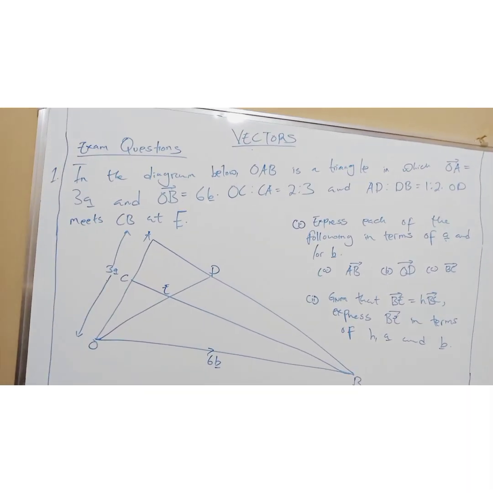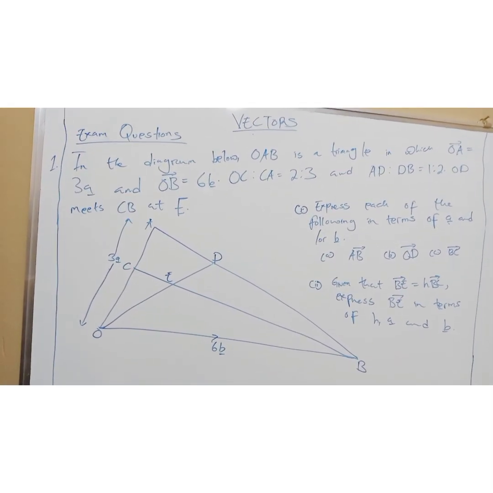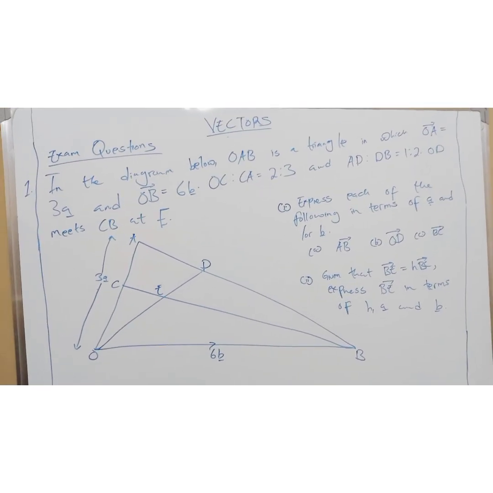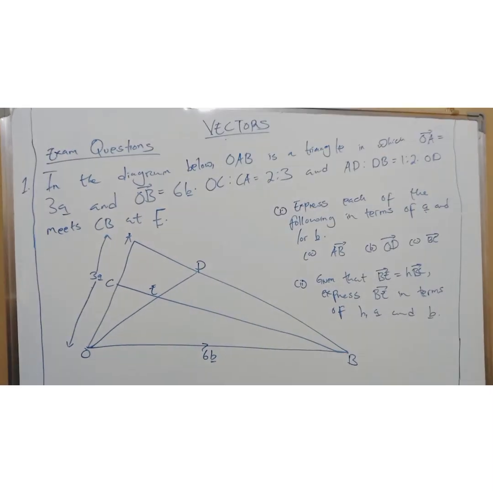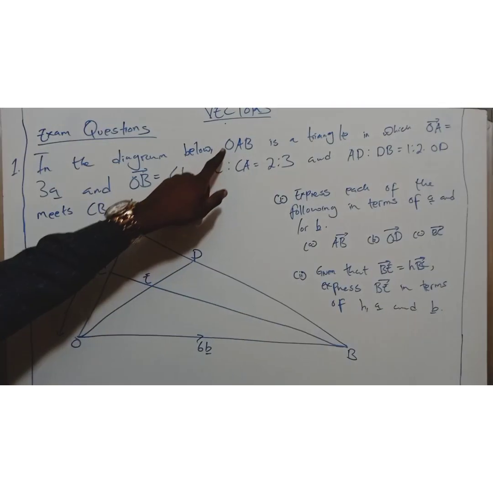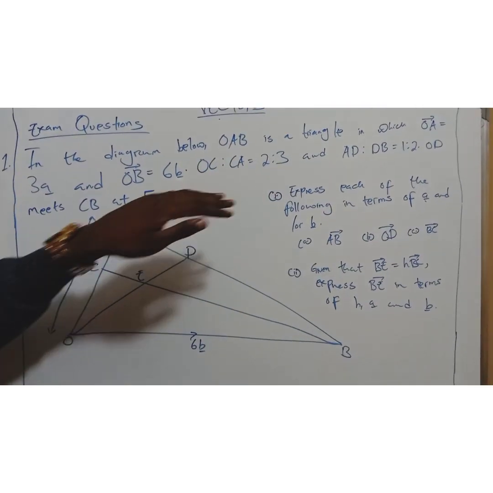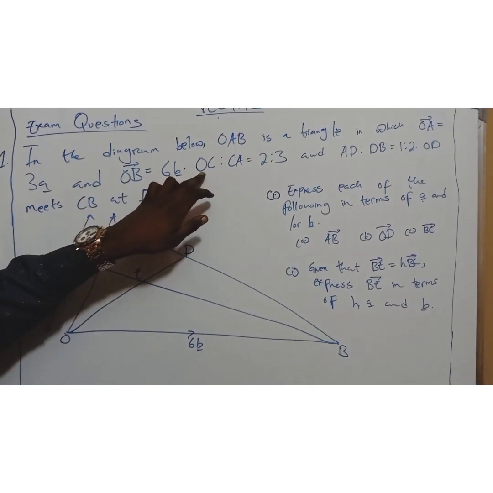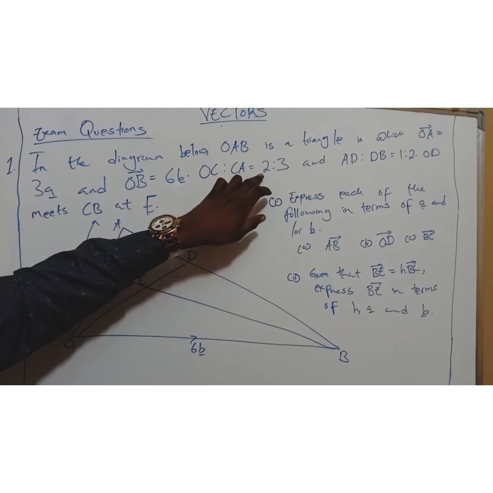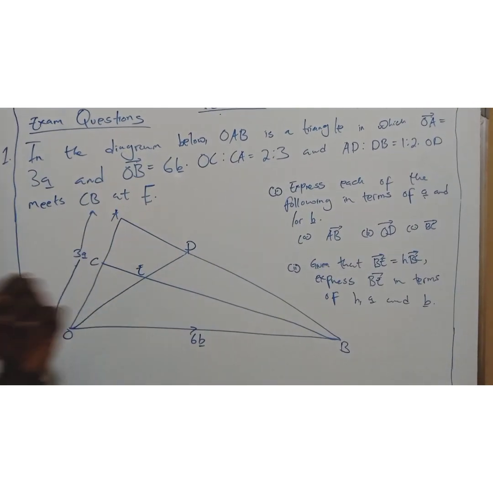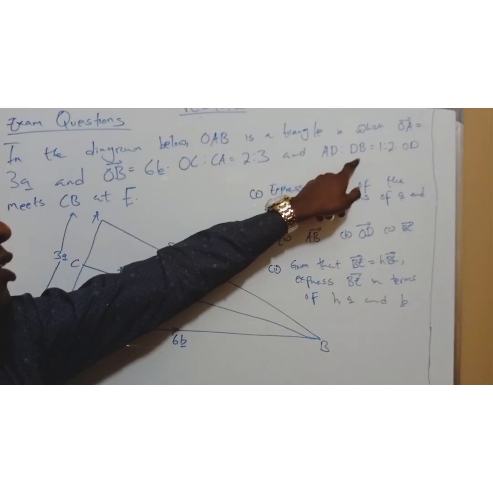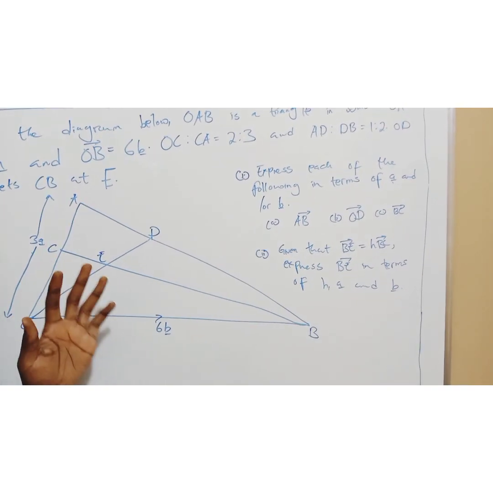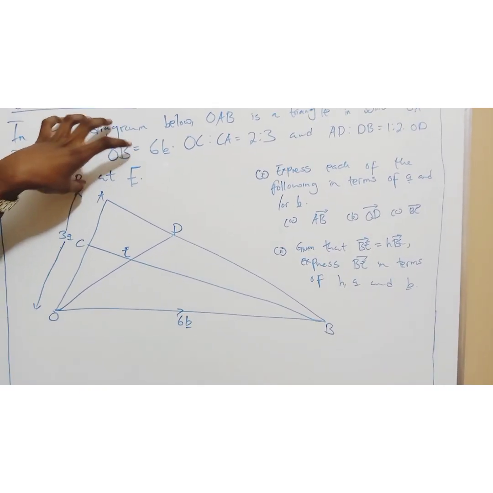Right, so now we're looking at exam questions. I'll only give you 2 exam questions, and with materials you'll be able to understand. So in the diagram below, OAB is a triangle in which OA is equal to 3A and OB is equal to 6B. OC to CA is equal to 2 to 3. Excuse me. And AD to DB is equal to 1 to 2. Why am I reading this? Because for vectors, answers are found here on top.